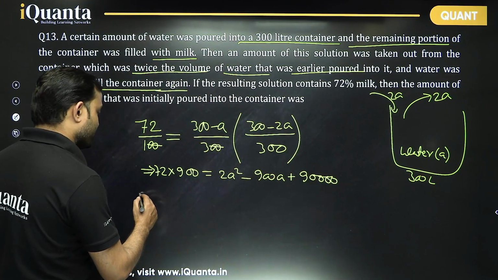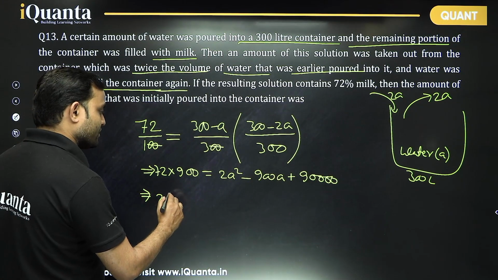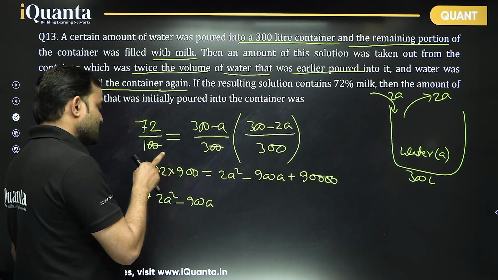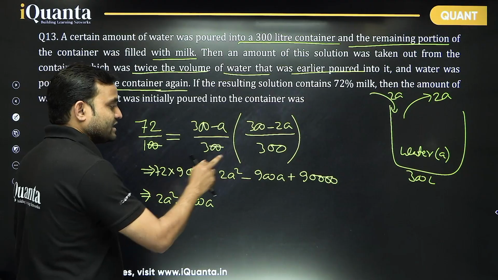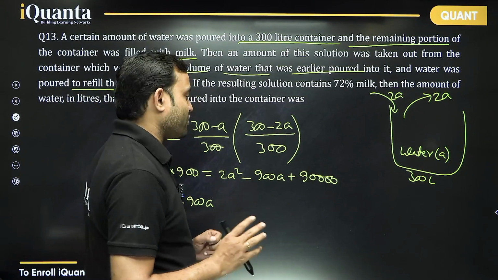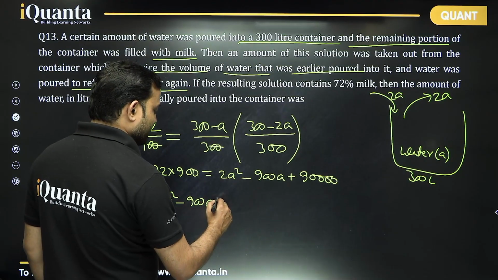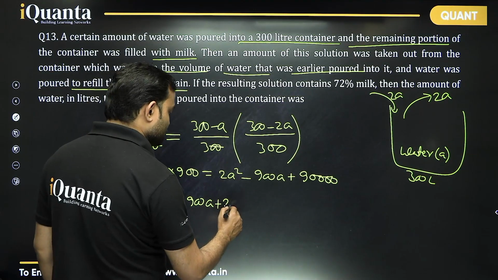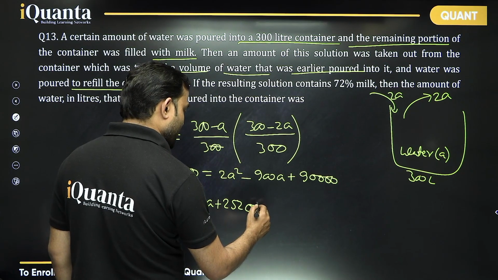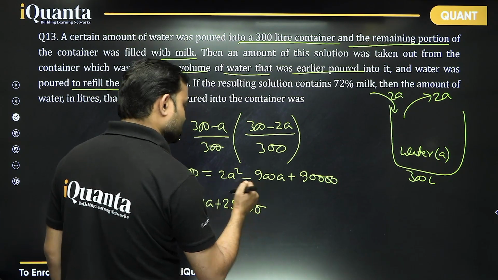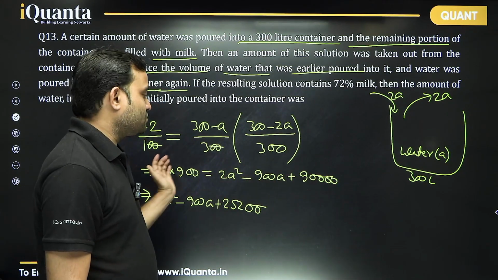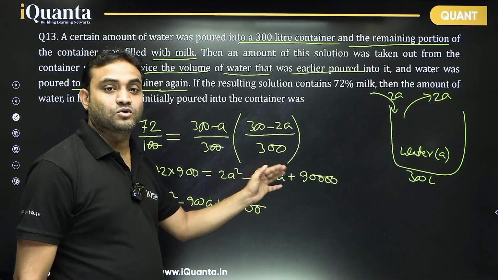Right? So from there we can say this will be 2a square minus 900a, 90,000 minus this. So 900 into 100, 900 into 72. What's left is 900 into 28, right? So this will be 28, so 25200, and 20, right? 900 into 100, 900 into 72, take it that side, it will become 900 into 28.